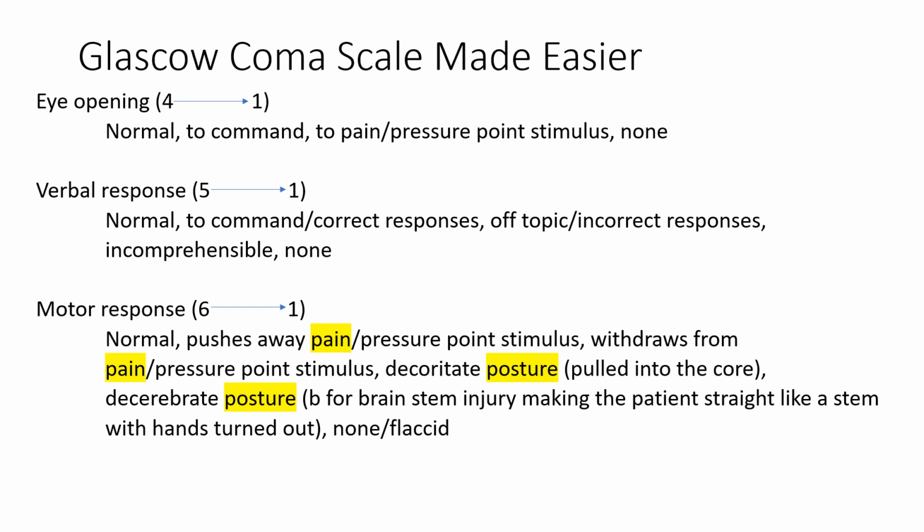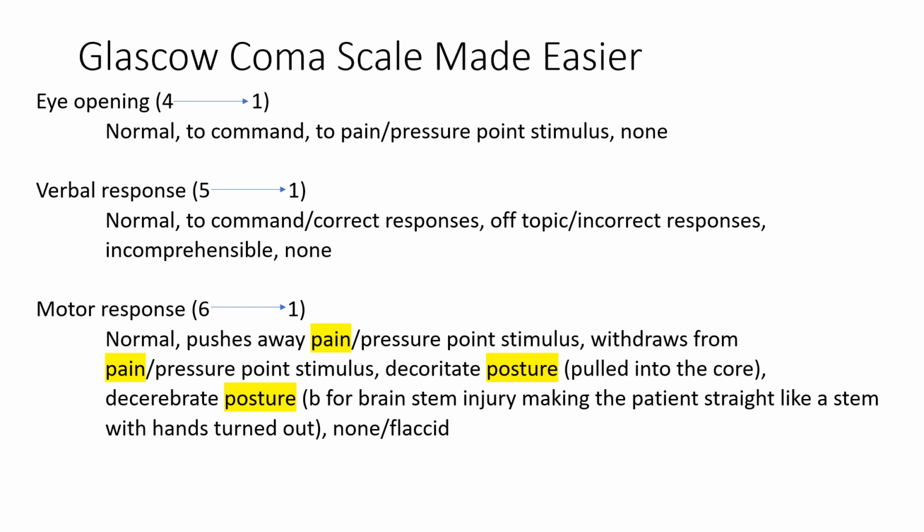Decorticate posture is better than decerebrate. Decorticate posturing is when you look at them in the bed and they're kind of pulled into their core, their hands are pulled in, and that is better than decerebrate posture. Decerebrate, if you can find that B in the word, you can remember B for the word brainstem. And that means that the injury has reached the brainstem, which is not good.